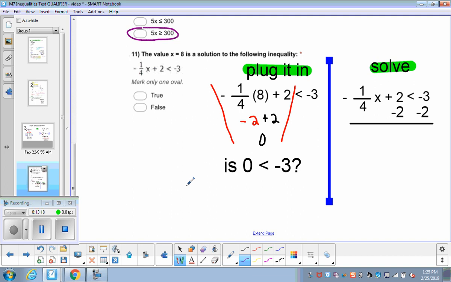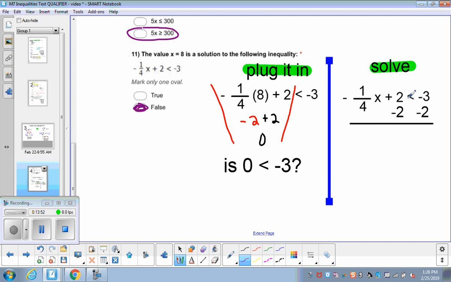All right, now for number 11, I'm showing here we have the 2 methods. Because it's just one number, I'm going to recommend that we just plug it in. So if we take the 8 and plug it in right here for x, a negative 1/4 of 8 is negative 2. You can do 8 divided by 4 is 2, times 1 is still 2. And since it's a negative times a positive, it's a negative 2. Now when you add 2 to that, you're going to get 0. And now you just got to ask yourself, is 0 smaller than negative 3? No, it is not. So this would be a false statement.